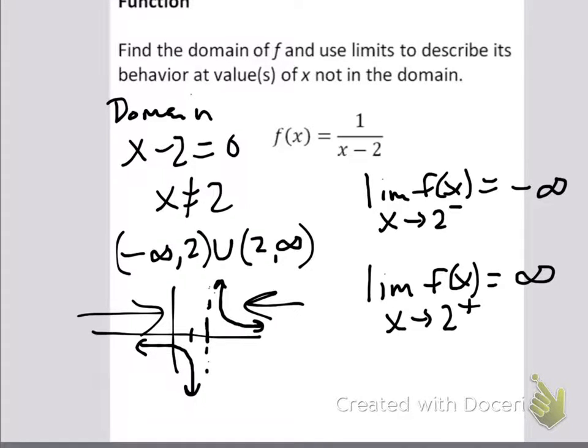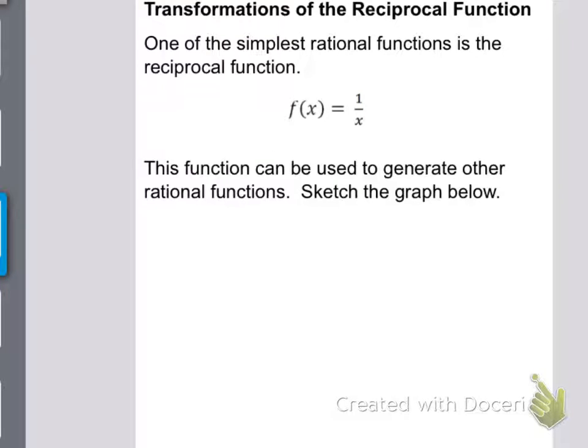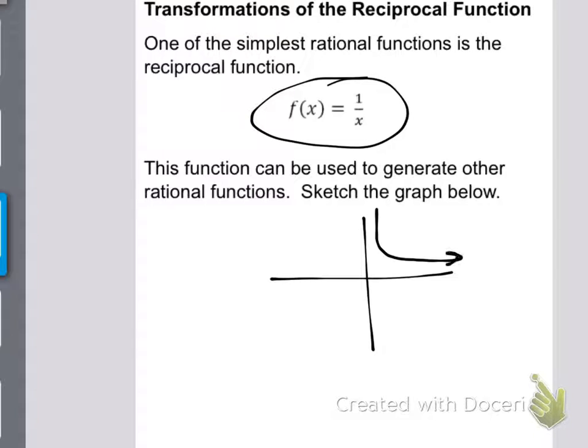Okay, next. One of the simplest rational functions is the reciprocal function. So we've done a bunch of stuff with that before. This function can be used to generate other rational functions. Sketch the graph below. Well, we already know what this looks like. Okay, that's 1 over x. Okay, we already know what that looks like. That should not be a big issue.